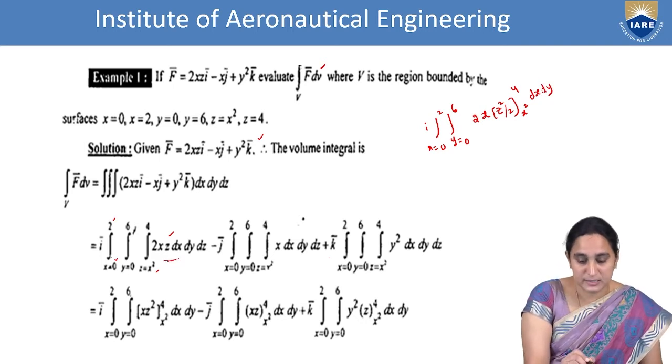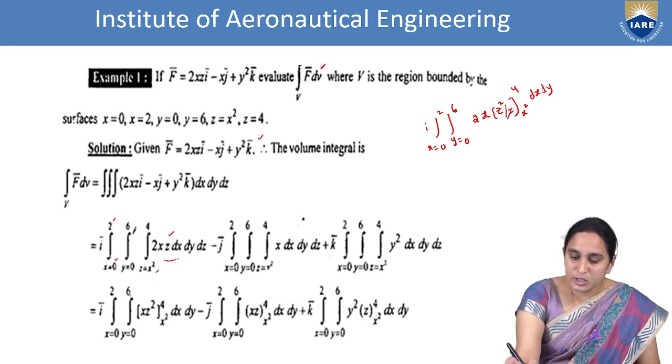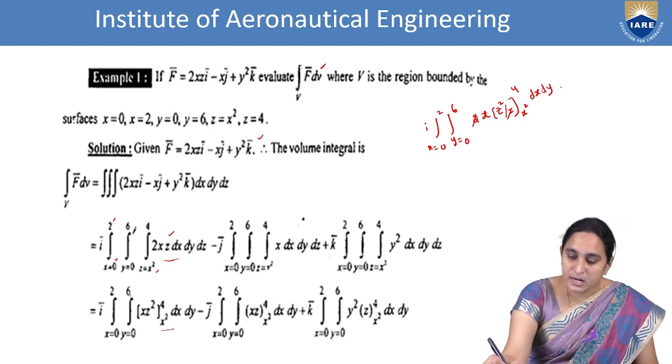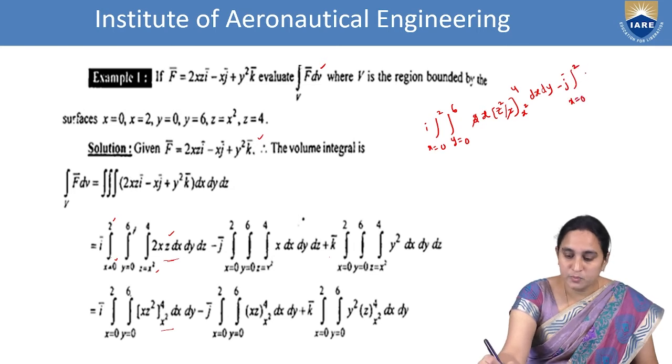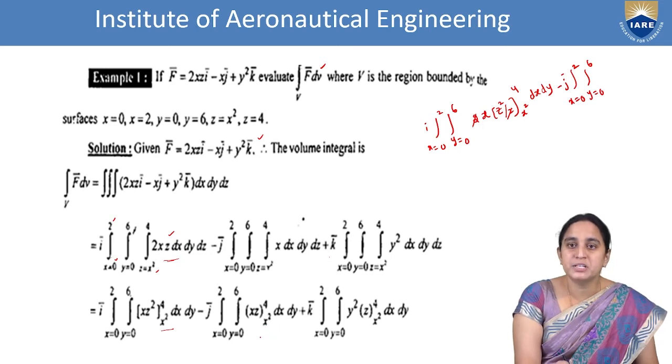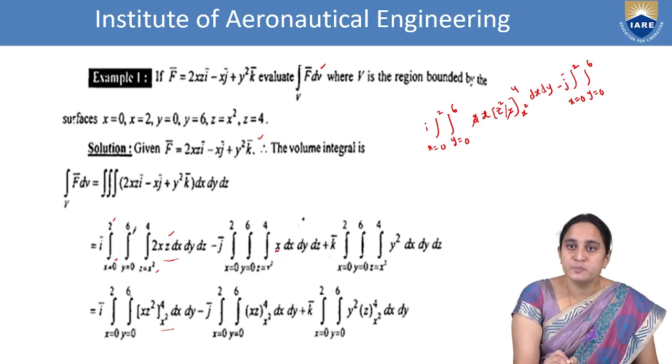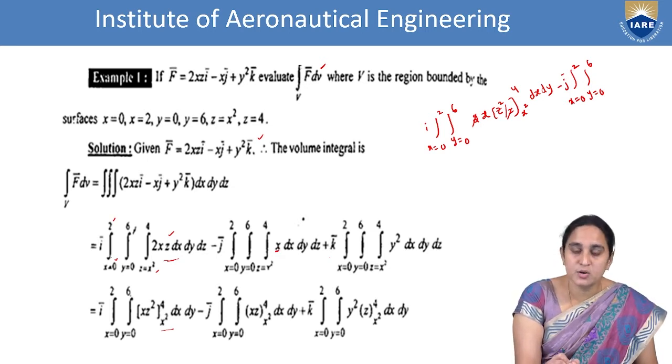That's the first part here. From that, the 2 cancels, and we get x z square with limits x square to 4, dx dy. That's the first part. And the second part is j bar into the integral of x from 0 to 2 and y from 0 to 6. Here also, first integrate with respect to z. But here the function is x. With respect to z integration, x is a constant. Then the integration gives z.